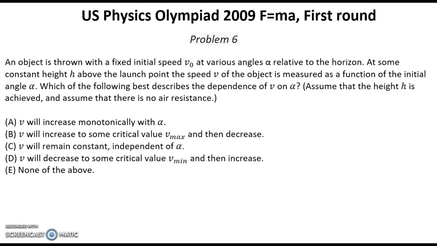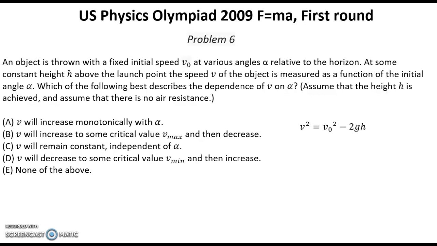Solution. Here we have energy conservation. So it means that it doesn't matter which angle we use here, because the energy is conserved, and we have the formula v squared equals v0 squared minus 2gh. And in this formula, the speed at height h does not depend on the angle. So the solution will be C. V will remain constant independent of alpha.